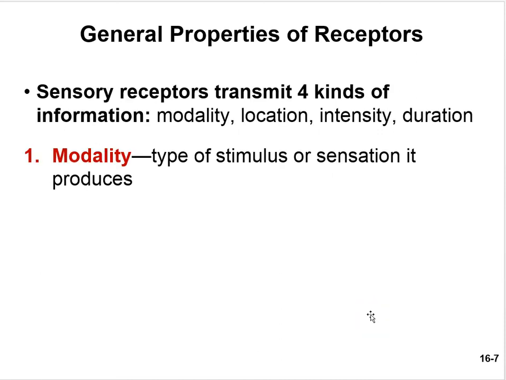Sensory receptors can transmit 4 different kinds of information, and we'll talk about each of the 4. The first one is modality. This is the type of stimulus or the sensation that it actually produces. The type of stimuli they're responding to, like for instance, a light receptor responds to blue light. Then an action potential is generated, and the central nervous system interprets that as what it is, blue light.